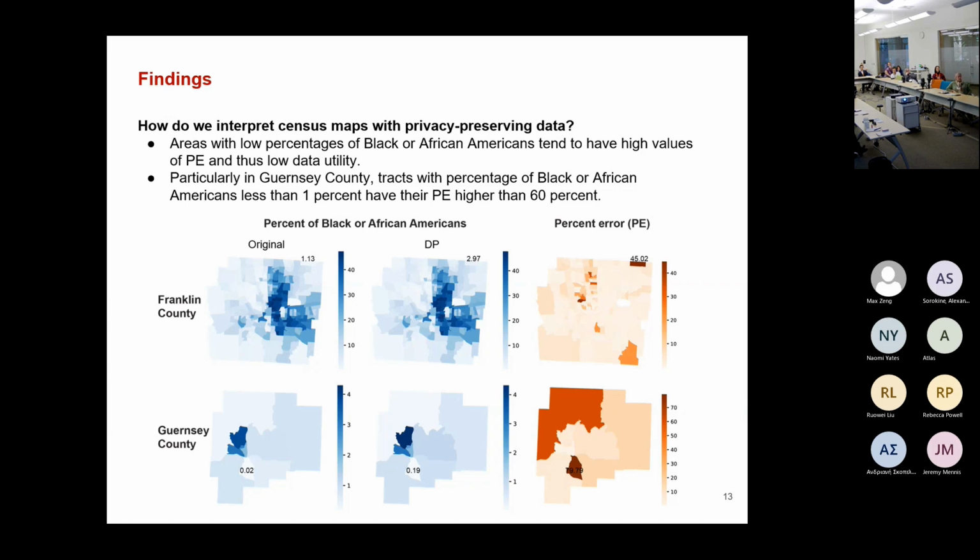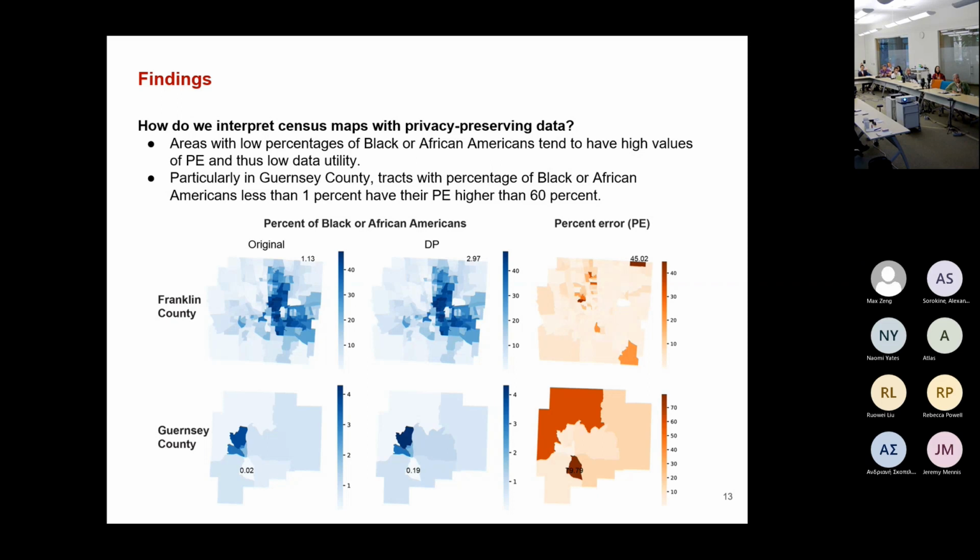So first, we can find out for most of the areas in our study regions, the percentage error is not 0, which means that the use of differential privacy can introduce a significant level of uncertainty in our mapping. And we can also notice that the level of uncertainty is not homogeneous in space. And from our mapping here, we're also able to identify which areas will have higher levels of uncertainties. For example, we'll find that areas with low percent of Black or African Americans will have higher values of percent error, and then higher levels of uncertainty.